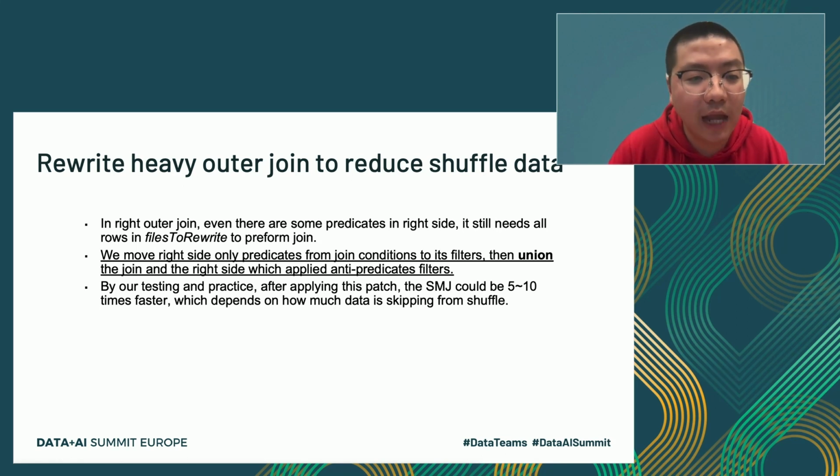Then by our testing and practice, after we apply this patch, our sort merge join could be 5 to 10 times faster. It depends on how much data is skipped from the shuffle. Here is the example.